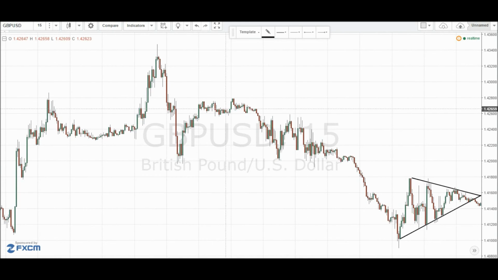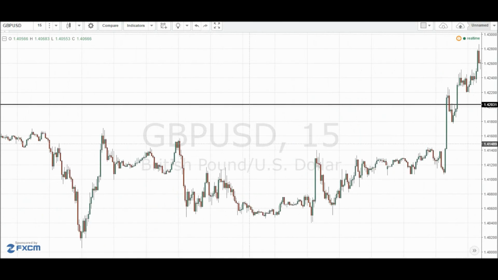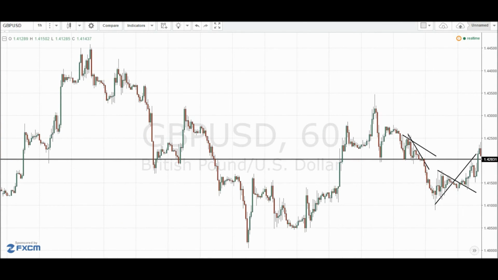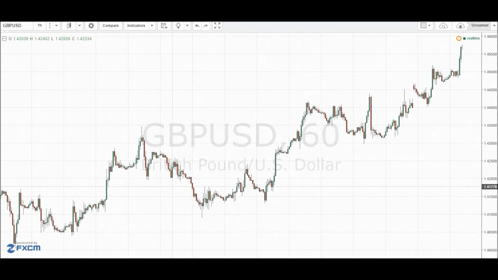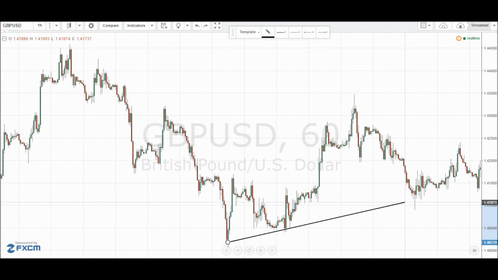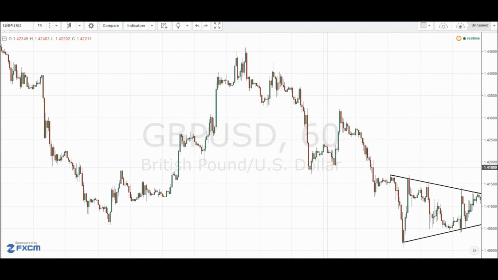Got another one here. Something like that. You could even draw another trend resistance, something a bit more aggressive like that. We break to the downside. Let's try a 1 hour chart now, see if we can find any others. There's another one here. Triangle, we break, move to the upside.